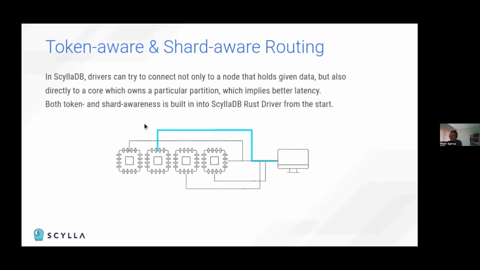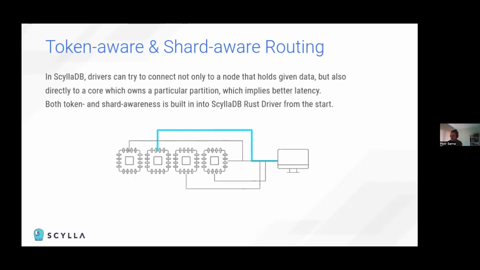Now, one of our killer features in terms of performance is token-aware routing and shard-aware routing. Token-aware routing is something that is supported in our driver from the start, and it's a load balancing policy which computes token values from queries on the client side and tries to send the requests straight to the database node that owns this particular data. And our driver takes it even a step further.